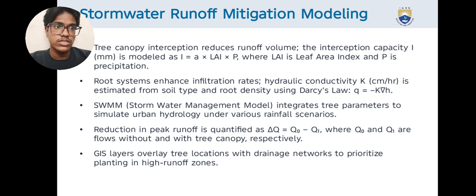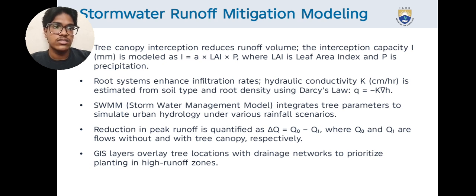Stormwater runoff reduction modeling. Tree canopy interception reduces runoff volume. The interception capacity I is modeled as I equals A times LAI times P, where LAI is leaf area index and P is precipitation. Root systems enhance infiltration rates.